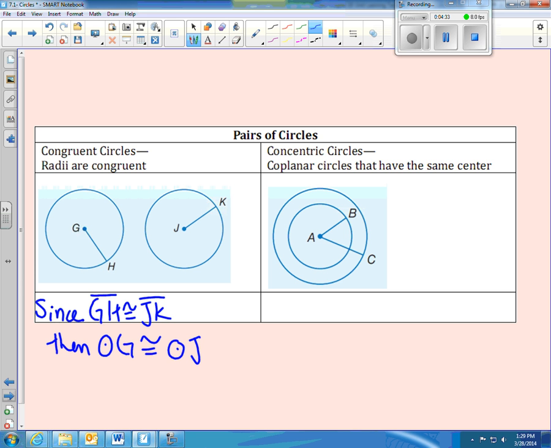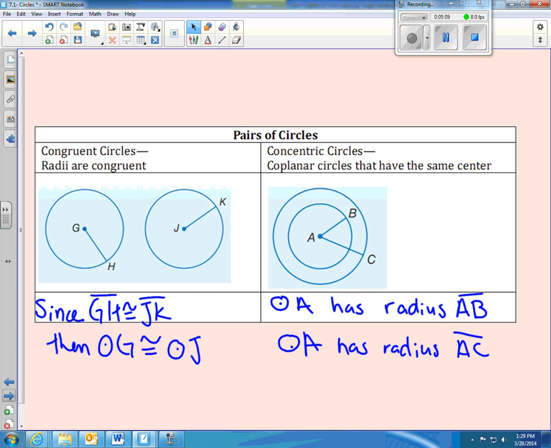Okay, so we have also called concentric circles. They're coplanar circles that have the same center, but you'll notice their radii are different distances. So we would call them both circle A. Let's look at our smaller one. Circle A has a radius of AB. But then we have circle A, which is our larger circle, and that is going to be a radius of AC. So same circle center, but different circles.